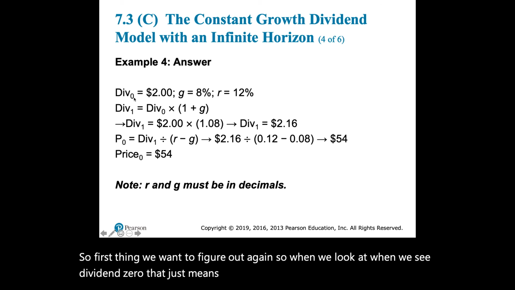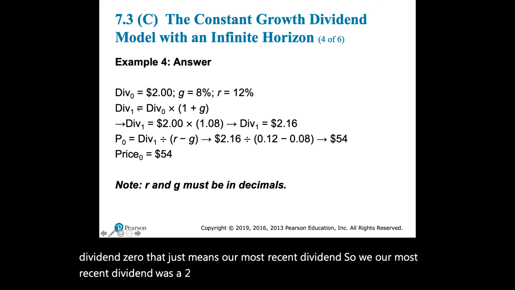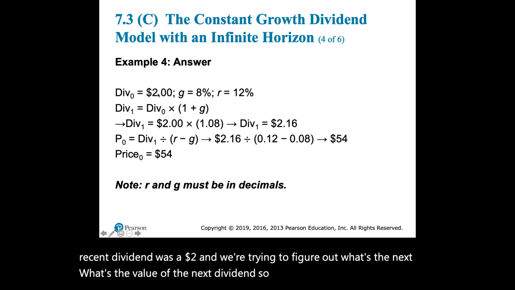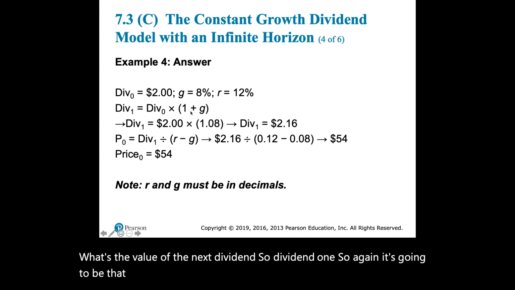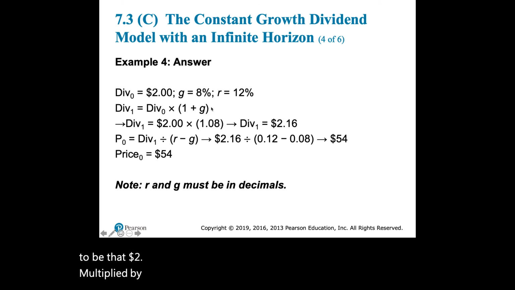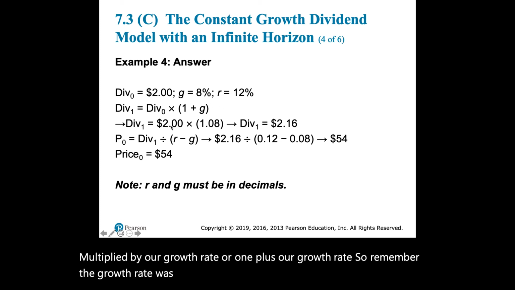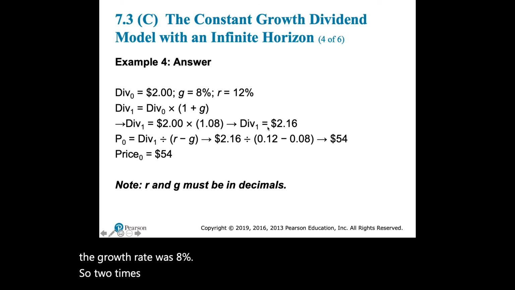So again, it's going to be that $2 multiplied by our growth rate, or 1 plus our growth rate, okay? So remember the growth rate was 8%. So 2 times 1.08 is going to give us 2.16. So imagine you have a timeline: the first is going to start with $2, the next period 2.16, and then we're going to multiply that by 1.08 to get the next, and so forth. So the dividend is going to increase year after year, okay?